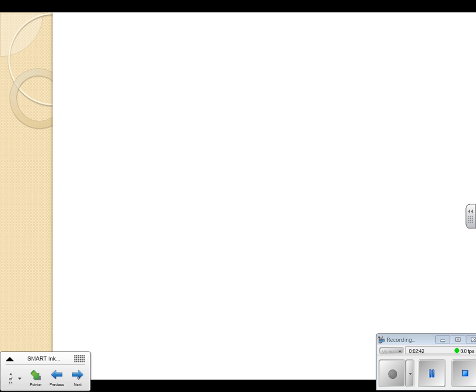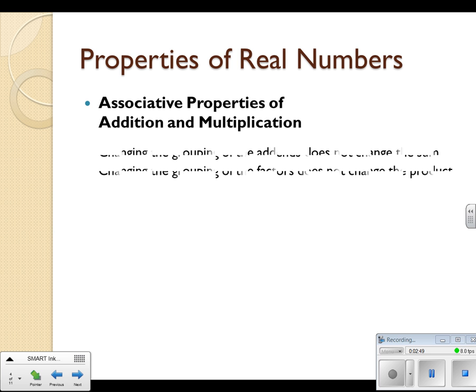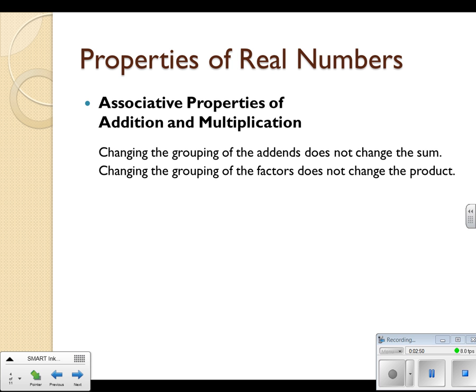In the second property, we're looking at the associative property, which also works for addition and multiplication. This is looking at changing the grouping of the addends, and that does not change the sum. And changing the grouping of the factors also does not change the product. So in here, we're changing the grouping. You're looking at the grouping, where in the commutative, we were looking at order.